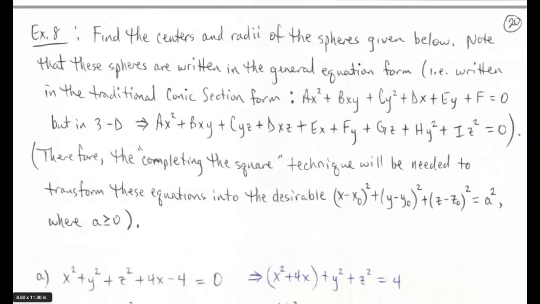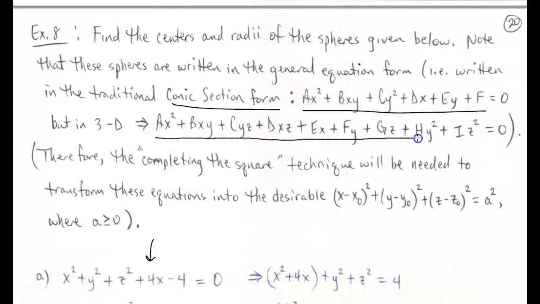So for example 8, what we want to do is find the centers and radii of the spheres given below. And I mentioned here that what we're given is the general form of the equation of these spheres, okay? I believe I talked about this in the first video, but I may have mentioned it here in the second one. We know that the general form of the conic section equation in 2D looks like this, okay? In 3D, that equation looks like this.